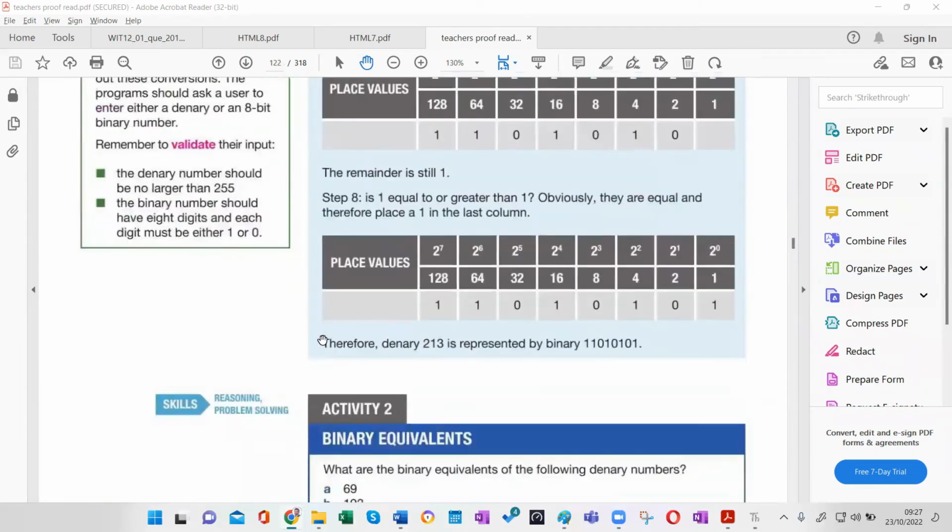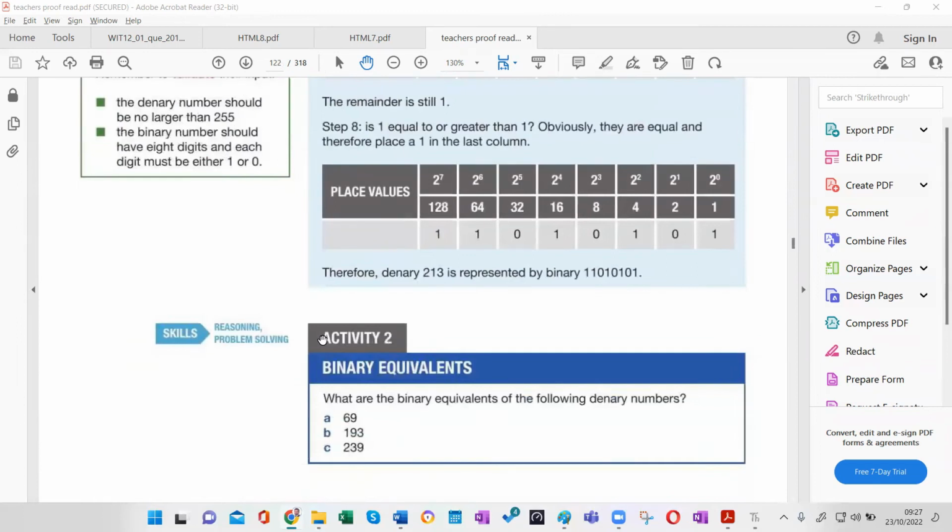Let me show you this in a different way, right? This is an easy method that they have shown here, but let me show you the normal method also, and then come to this one. So watch this carefully. Here we are converting denary to binary. So the normal method is this.